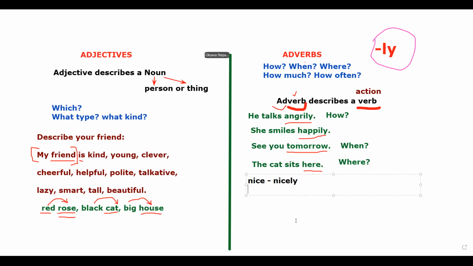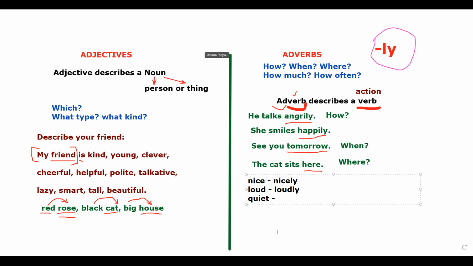Okay? Loud. Loudly. Quiet. We just add the suffix ly to get the adverb, and it will tell you how something is happening, how something is being done. Okay? ly usually tells how something is done.